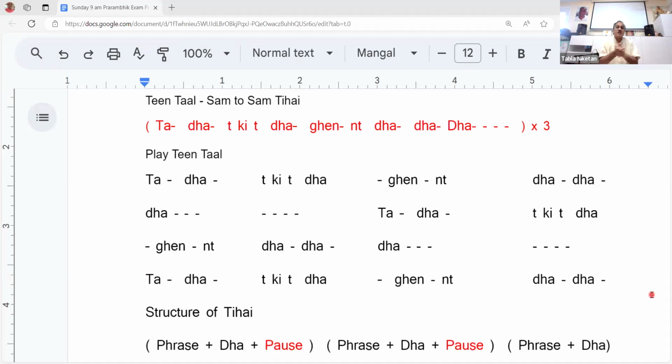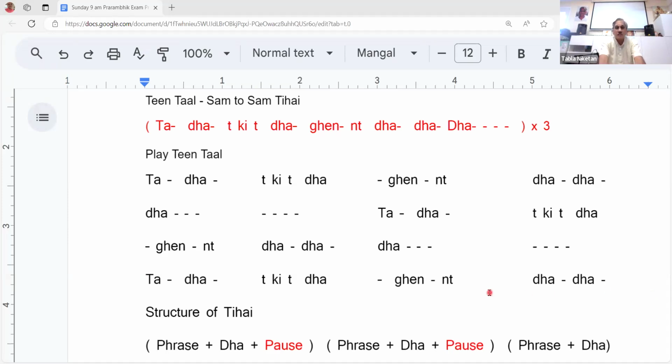So, what is constant here in the formulation? Dha and pause is a constant. That 4-bit phrase is a variable. So, those who are interested in programming, you can probably create an app to create TIs in different tals. Now the exact same formula you can use for any tal.